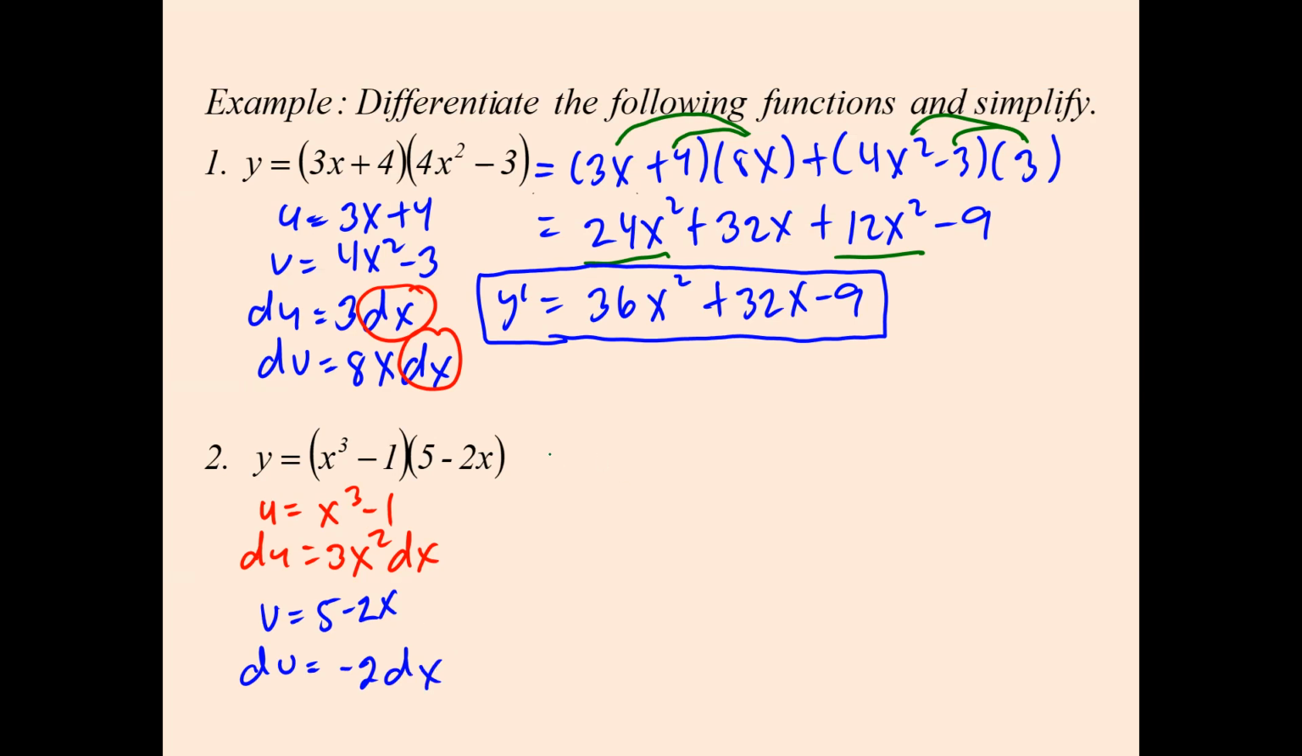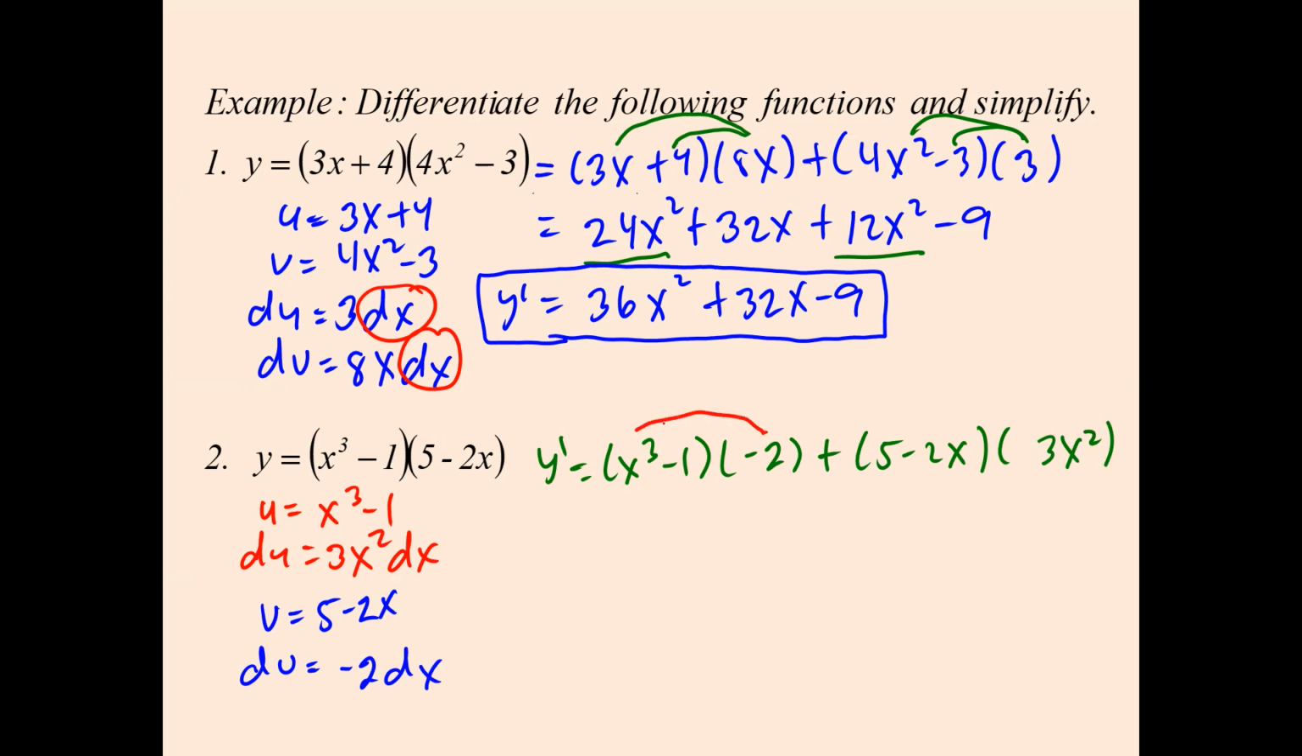Okay? Simplify yung u dv plus v du. U is x cubed minus 1, times dv, derivative of v, is negative 2, plus v, we have 5 minus 2x, times du, we have 3x squared.